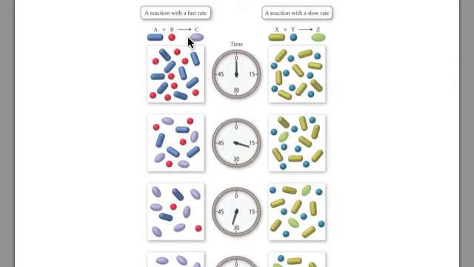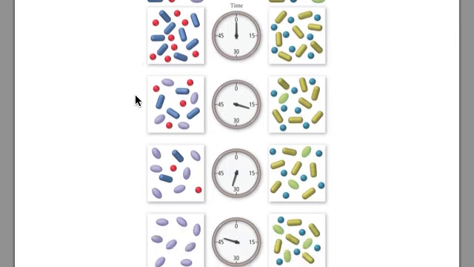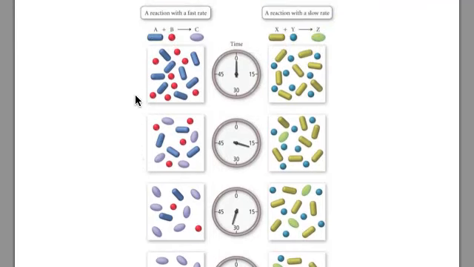Okay, so chapter 14, Kinetics, how quickly a reaction goes. It can be described pretty accurately with mathematics. So put on your mathematical thinking caps and let's go.